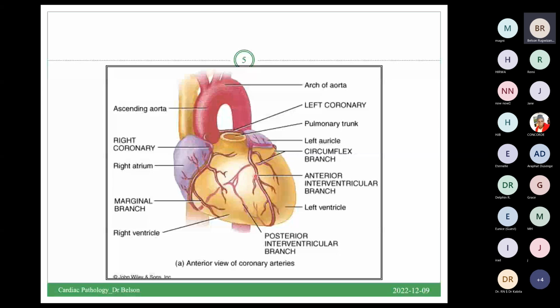They are branches, with names like posterior interventricular branch, anterior interventricular branch, and so on. So you have to know them in anatomy, so that when you see someone with an embolism and they say it is in the anterior interventricular branch, you will know where that is.